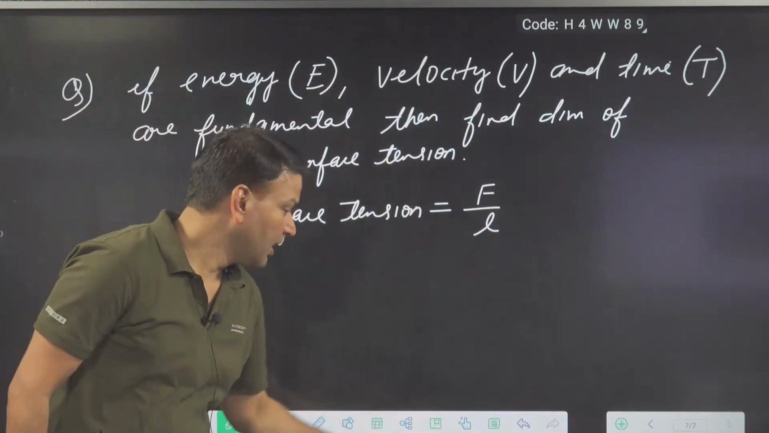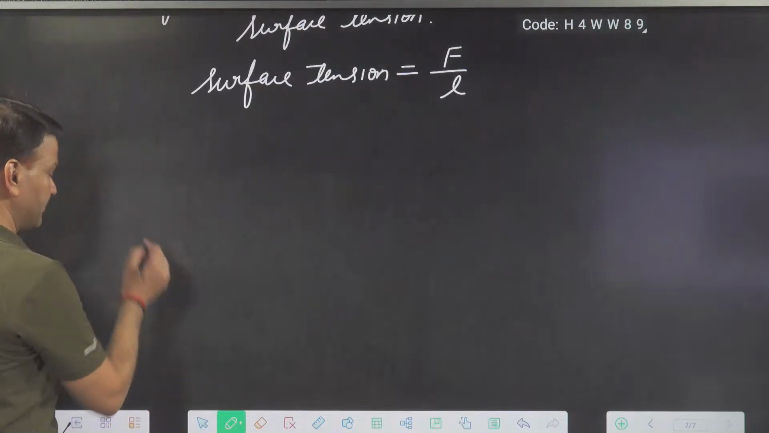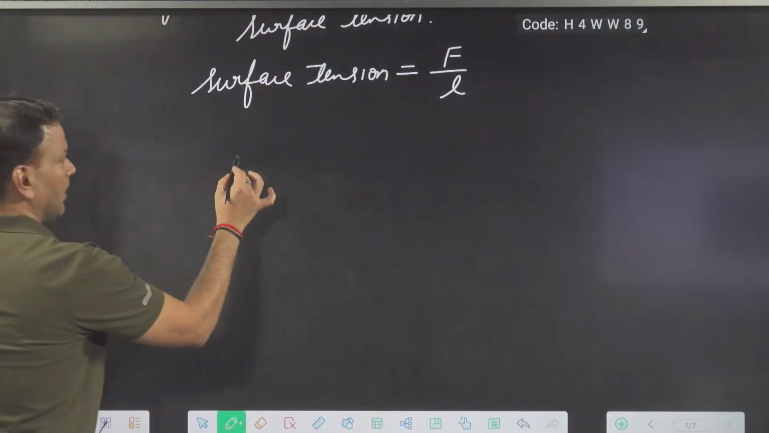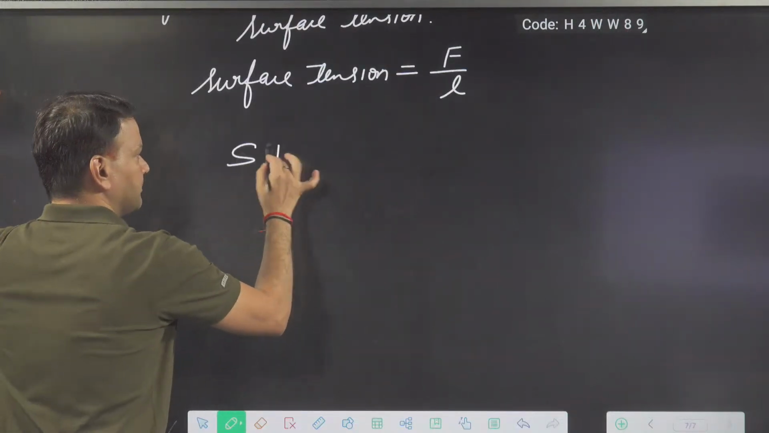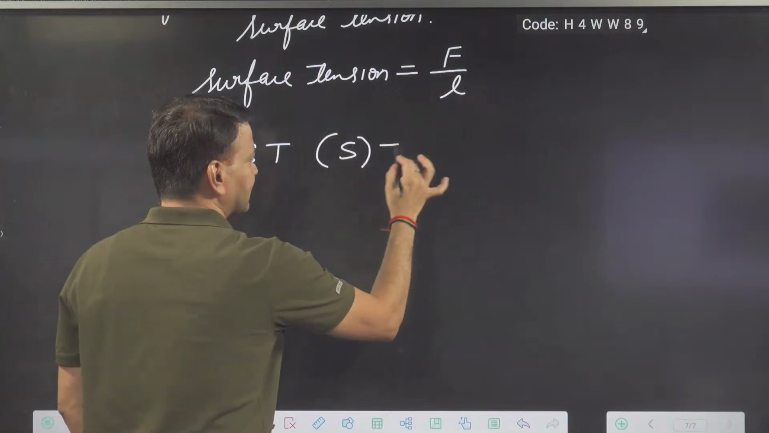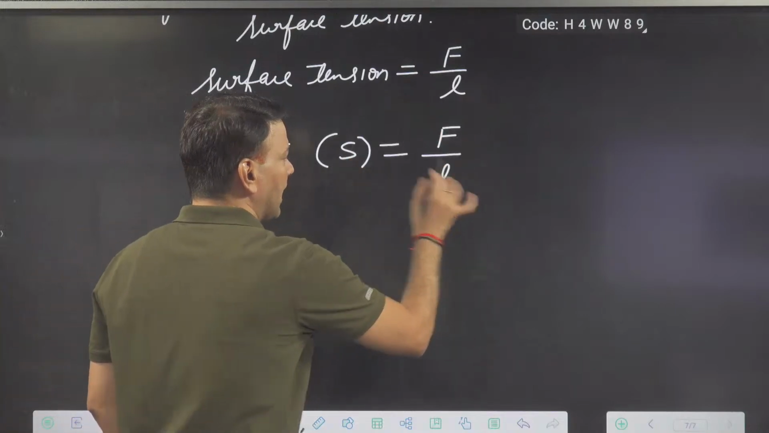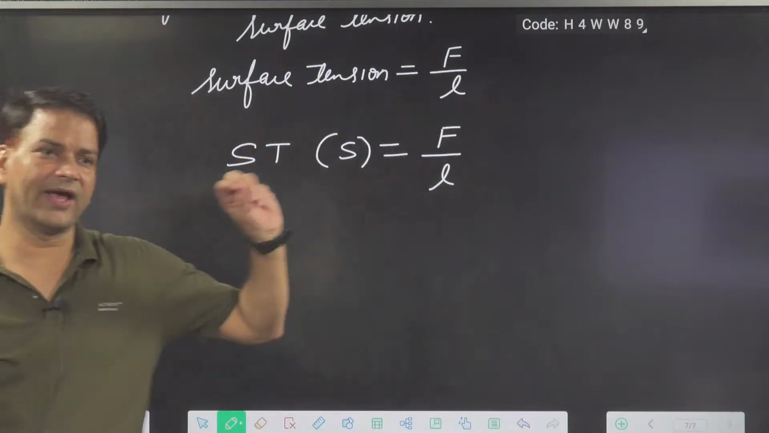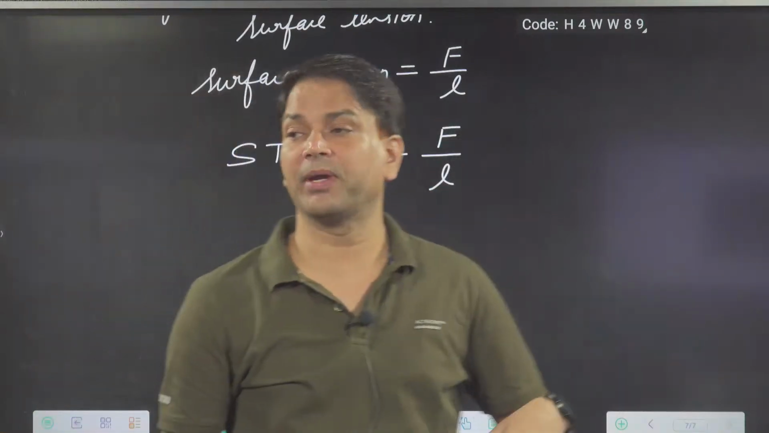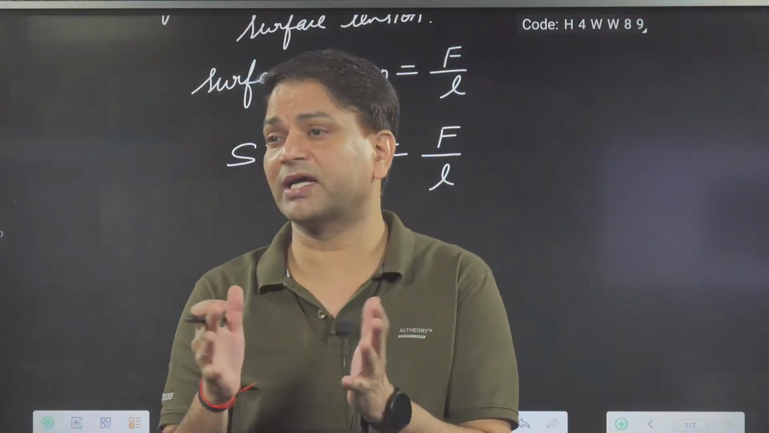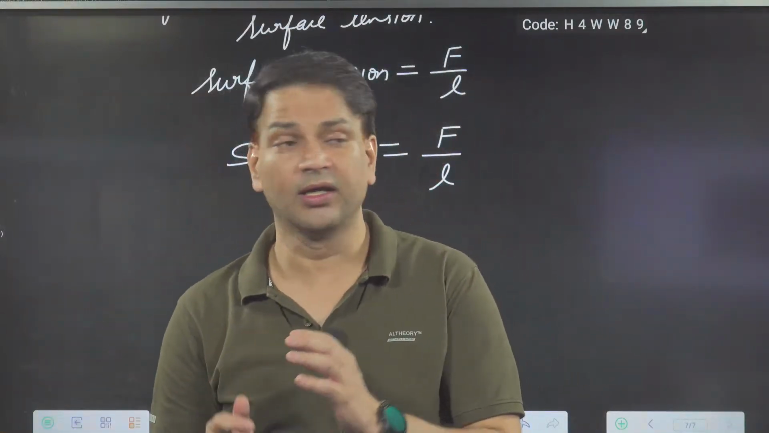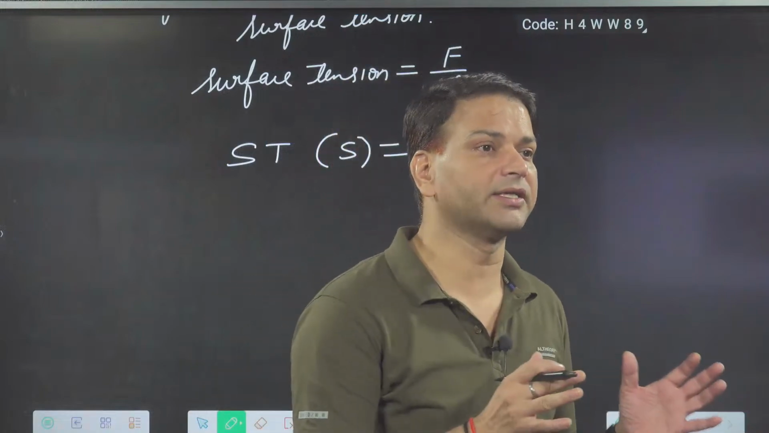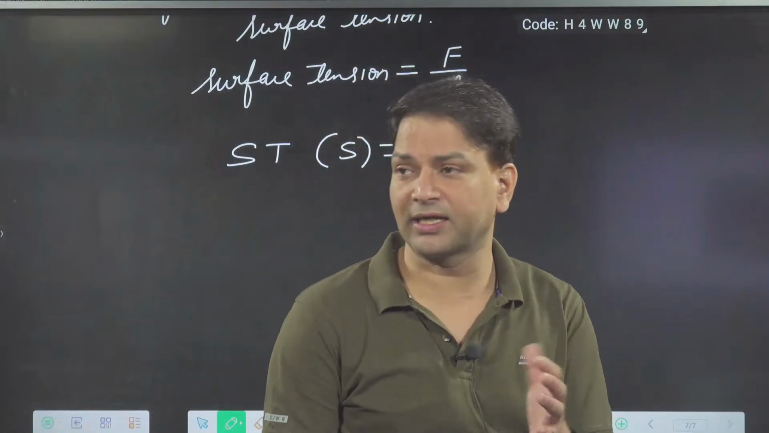Now listen, surface tension, I gave what? Suppose I am writing S is equal to F by L. Again the same thing. When the F came, energy came. Then what is the relevant formula? You will relate force and energy. Energy and work are equivalent in dimension.